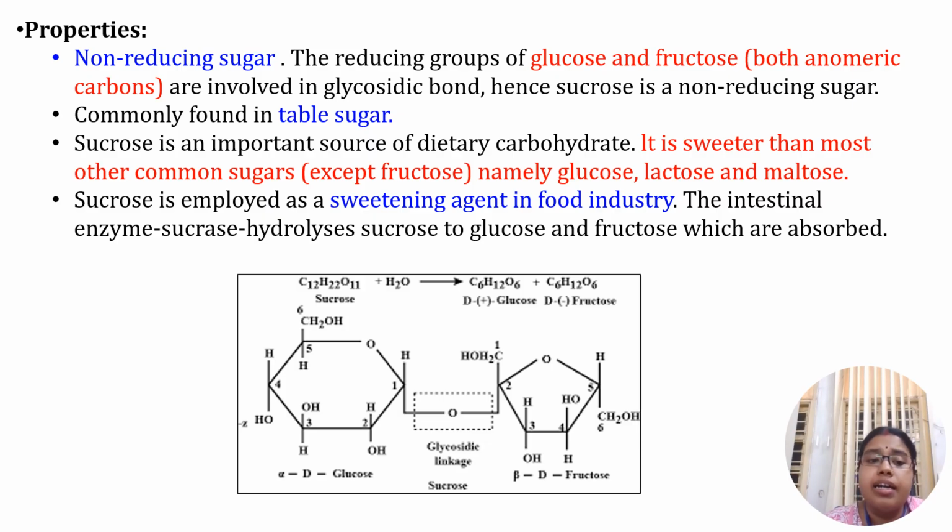It is an important source of dietary carbohydrate. It is sweeter than most other common sugars except fructose. Sucrose is employed as a sweetening agent in the food industry also. The intestinal enzyme sucrase hydrolyzes sucrose and forms glucose and fructose.